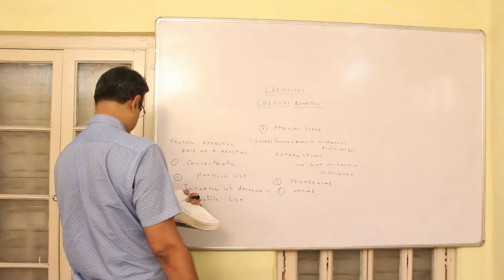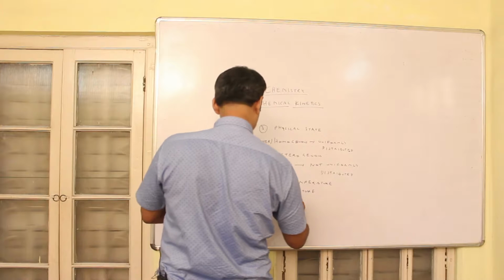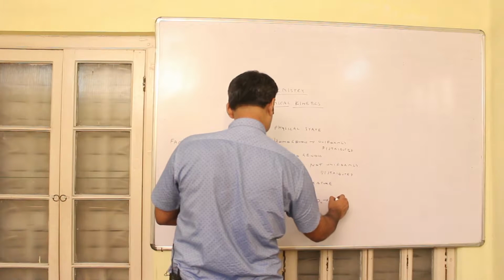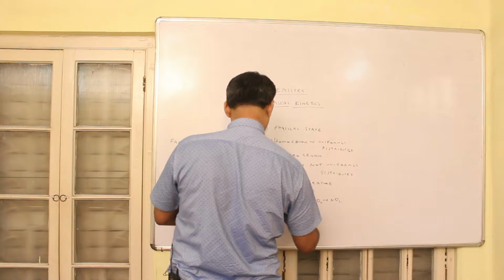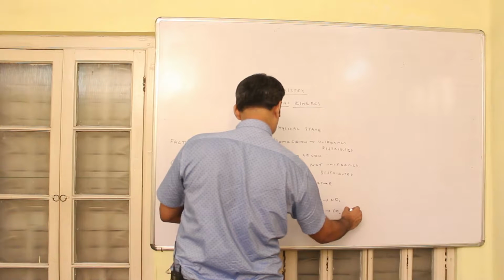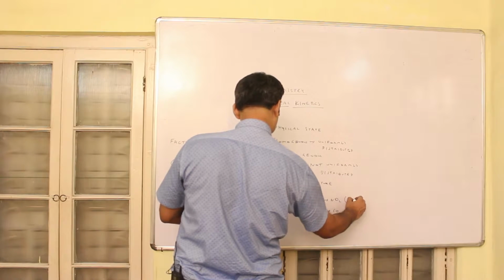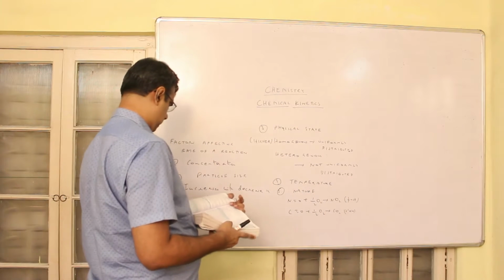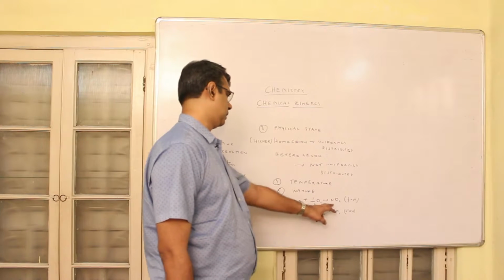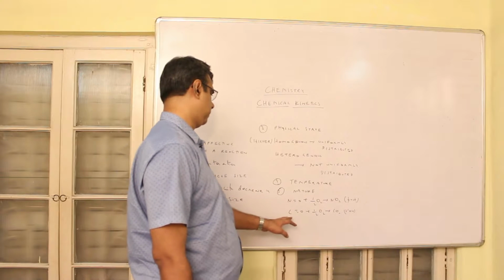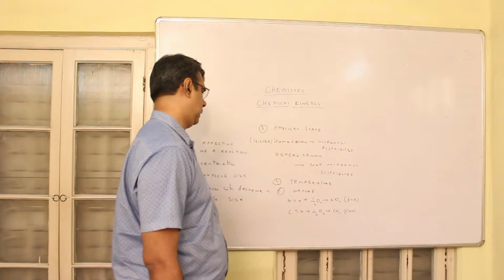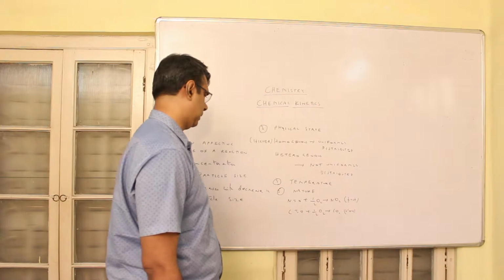Next is point number five, the nature of the reactants. Now, you will notice that these are two reactions. Nitric oxide with oxygen gives nitrogen dioxide. It's a very fast reaction. Carbon monoxide plus oxygen gives carbon dioxide. This is a slow reaction. So the rate of the reaction also depends on the type of reactants.